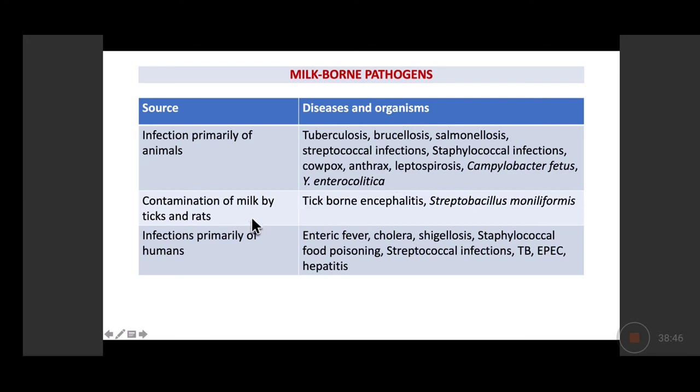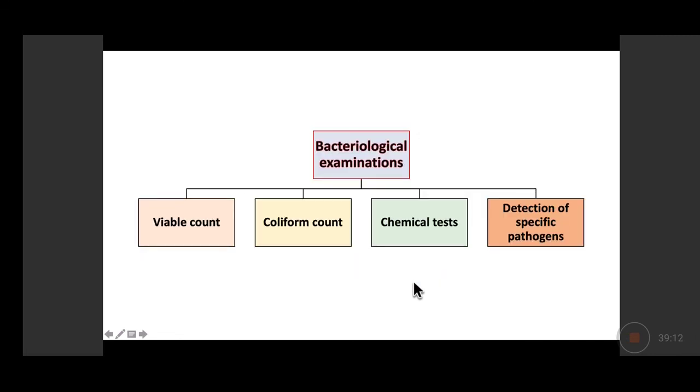Then there are certain infections that may be due to contamination of milk by ticks or rats, so it can be tick-borne encephalitis or Streptobacillus moniliformis. Then the infections which are primarily of humans and which are caused by milk, such as enteric fever, cholera, shigellosis, staphylococcal food poisoning, streptococcal infection, tuberculosis, hepatitis. All these are milk-borne pathogens, so it is important to test the milk for the bacteria which are present.